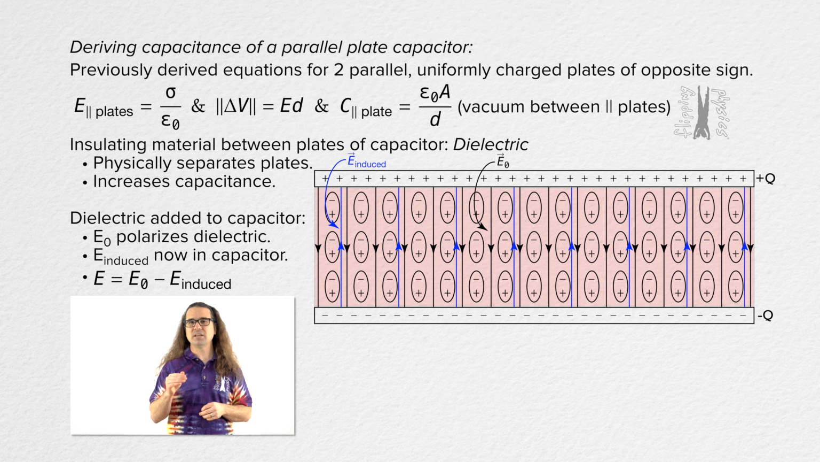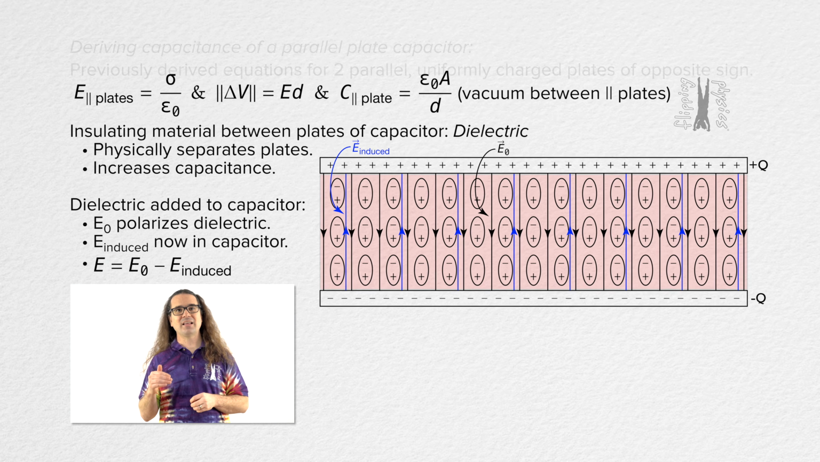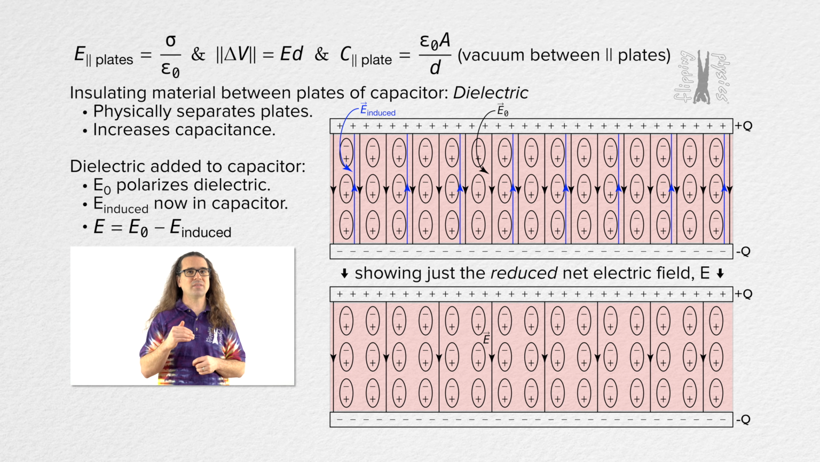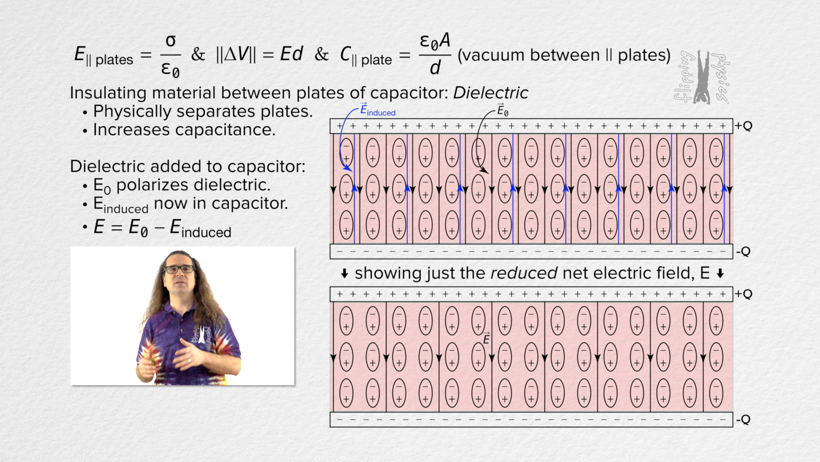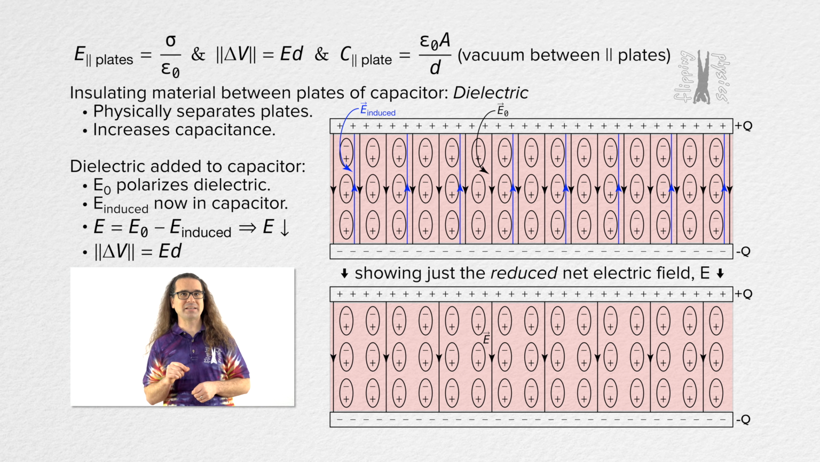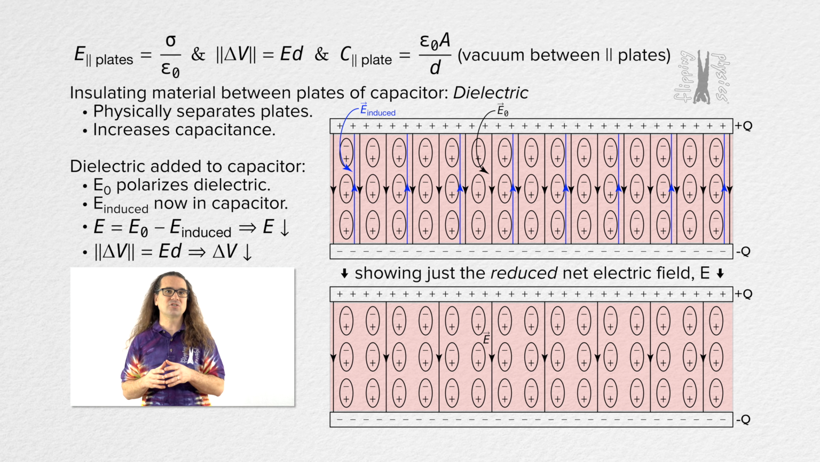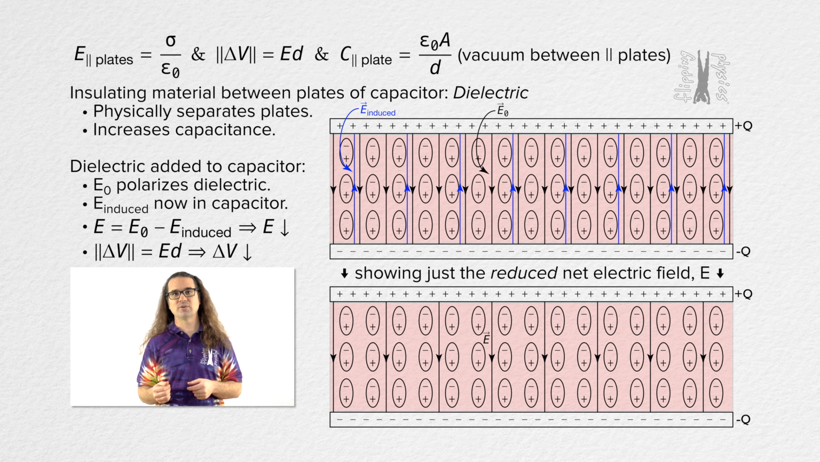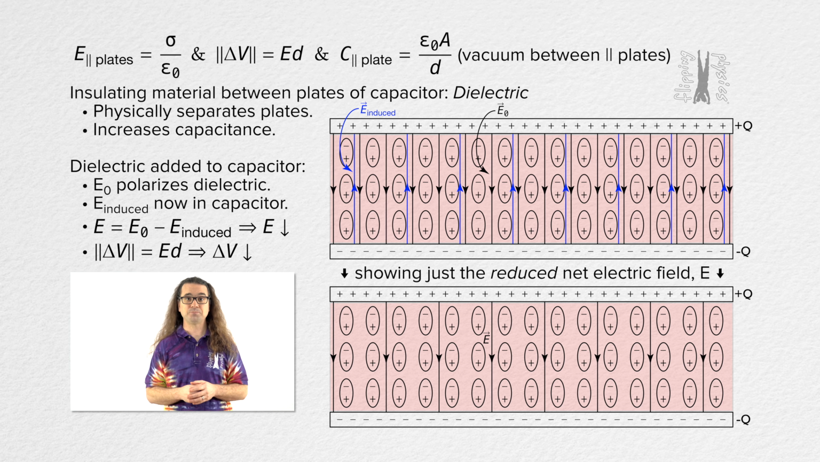The magnitude of the net electric field in the capacitor with the dielectric in it is then smaller than the original electric field. The net electric field typically has no subscript because it is the electric field which exists in the capacitor. Again, adding a dielectric reduces the electric field in the capacitor. And because the magnitude of the electric potential difference in the capacitor equals the electric field times distance between plates, the electric potential difference in the capacitor is also decreased when a dielectric is added.